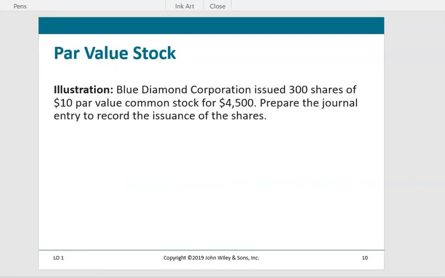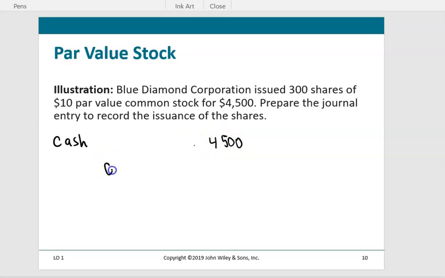Let's look at a journal entry. Blue Diamond Corporation issued 300 shares of $10 par value common stock for $4,500. Prepare the journal entry to record the issuance of these shares. We've done this before in Intermediate 1, and you've done this in your Accounting 221 Principles class. They don't say the market price per share, but we're told directly that the company receives $4,500 cash.